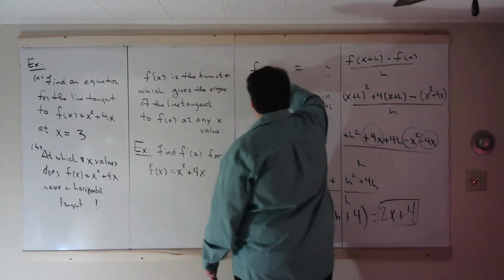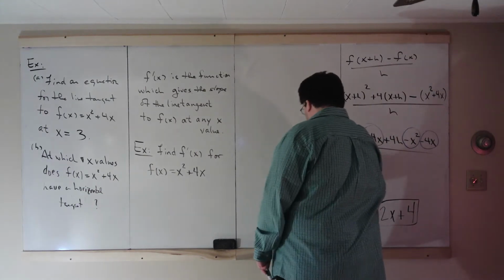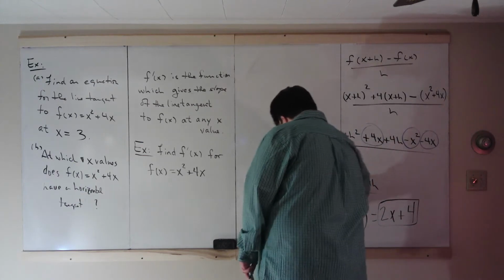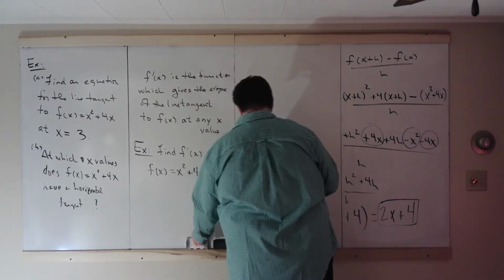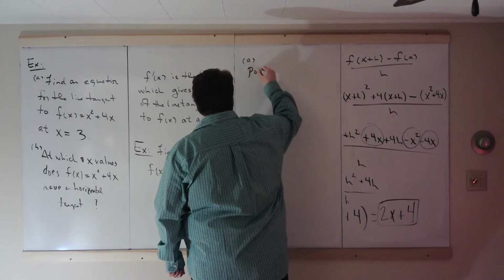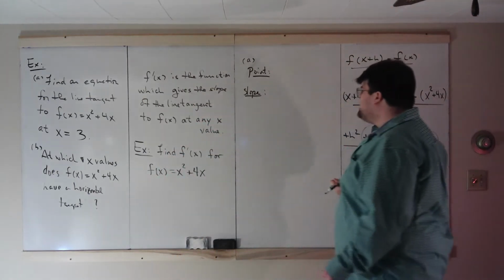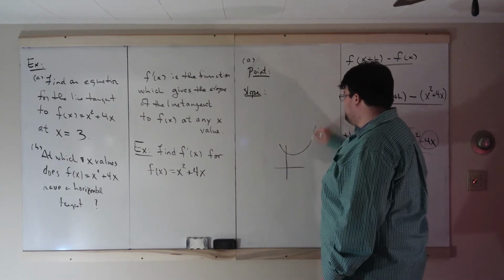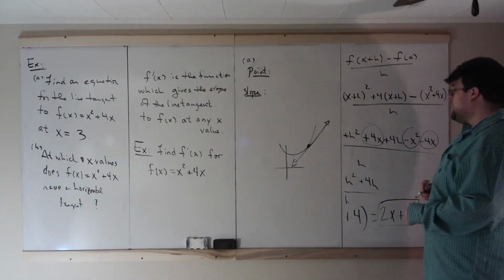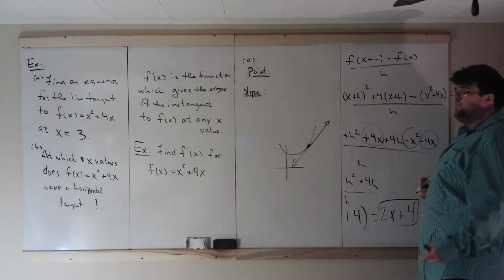So the first one, find an equation for a tangent line. How do we find an equation for a line? Well, we need a point and we need a slope. So A, we need a point. We need a slope. Well, what does a tangent line look like? It would look like something like this. So there's our curve and there's our tangent line. This is not drawn to scale, although it's relatively close. We need an equation for this line.